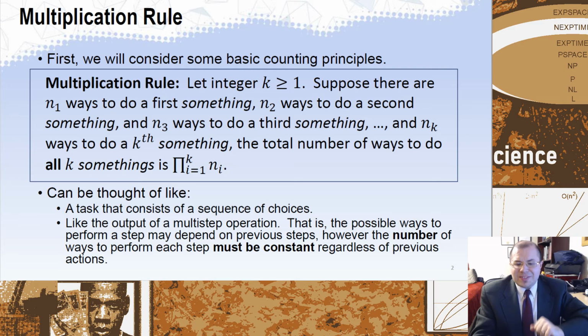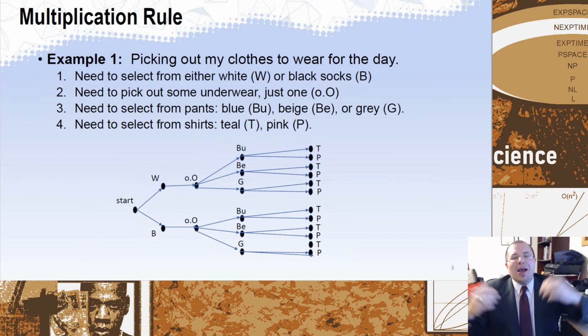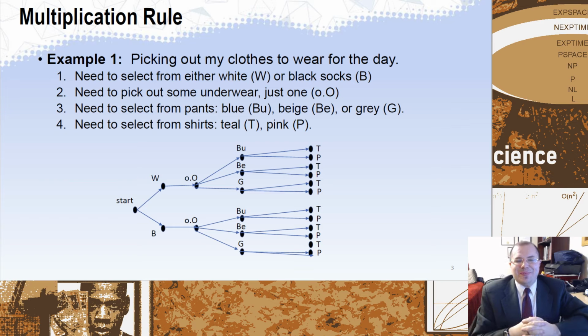So let's start talking about something simple here. Imagine I'm trying to pick out my clothes for the day. Naturally, I need to figure out a sequence of choices. I don't necessarily have to do them in this order, but I need to pick out my clothes. So, usually I have white socks and black socks. I'm going to denote this as W and B.